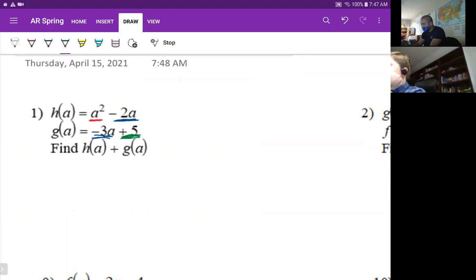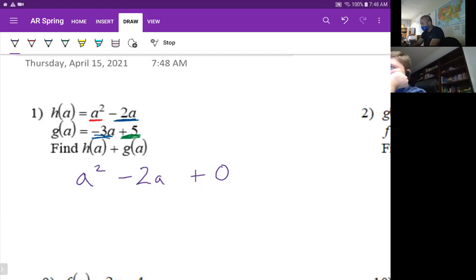So here's what I'll do. That top one is a squared minus 2a. And then there's not a constant term. So you can put that plus 0. You don't have to. It really doesn't matter. Would I have to do that to every problem? You don't have to. I'm just going to show you multiple ways you can do this.